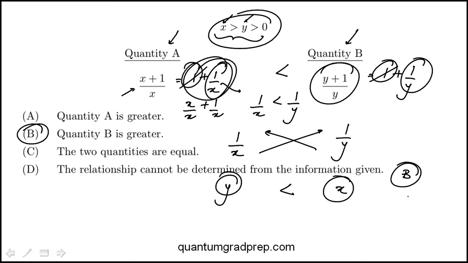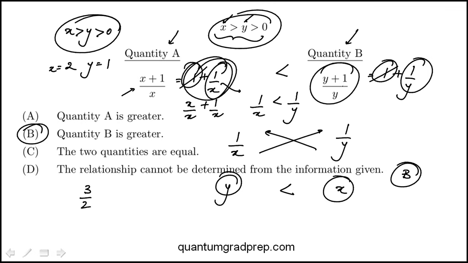So you can choose to either manipulate in these ways that I did, which are common on the GRE. You can certainly plug in values. I mean, that would be another approach. You can pick values. x is equal to 2, y is equal to 1. I'm sure a lot of students are going to do that. And then that's 3 over 2, whereas this is 2 over 1, which is clearly greater.